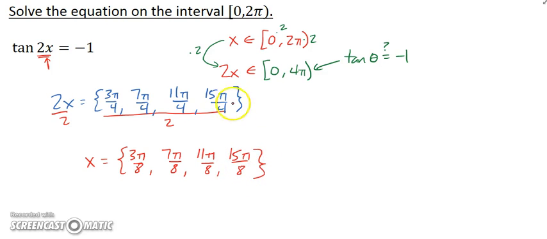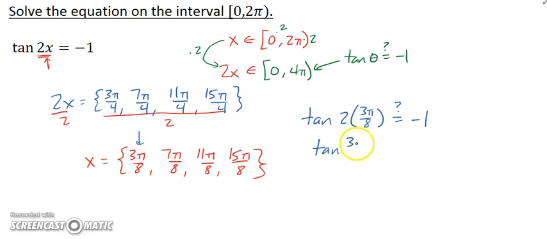These might be good opportunities again to check your answers, okay? And I'll model that really quickly. So if I were to take one of these values and plug them in for x, just to check my answer, is the tangent of 2 times 3 pi over 8 equal to -1? Well, 2 times 3 pi over 8 is 3 pi over 4. And if I check my unit circle again for the value of tangent of 3 pi over 4, I'll see that, yeah, that's -1. So yeah, we've got that one right, and the others work out as well.